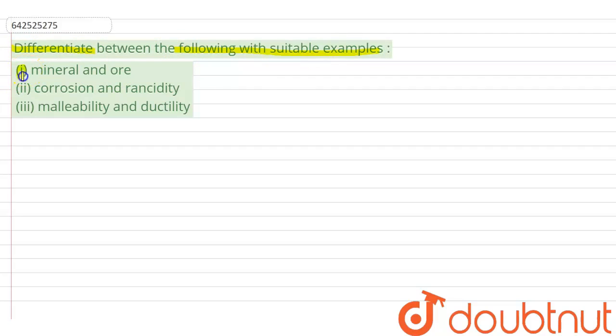The question is, differentiate between the following with suitable examples. So we are given three terms. The first difference is between mineral and ore. So we have to talk about mineral and ore.